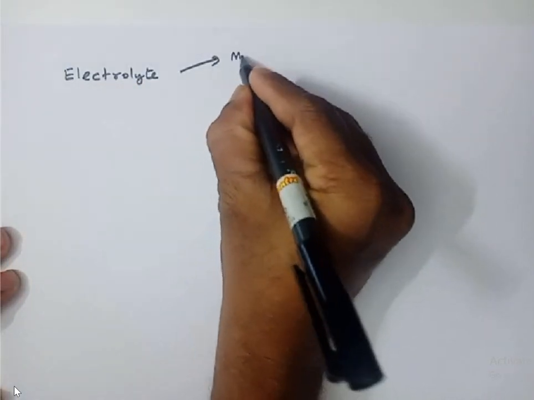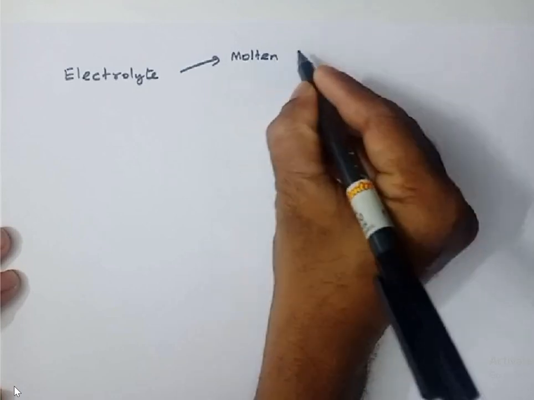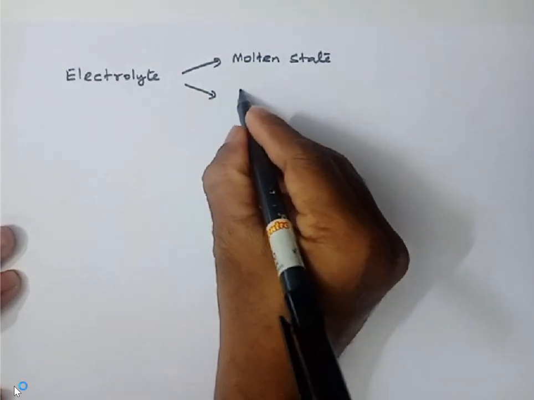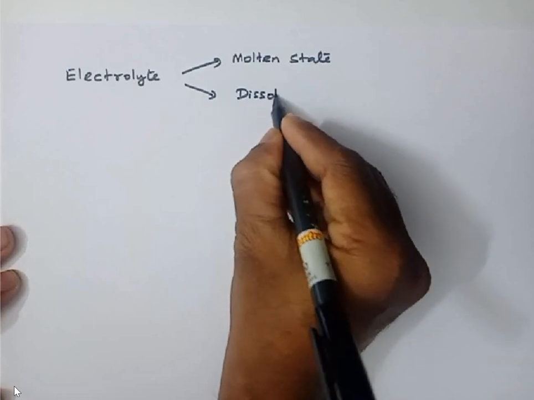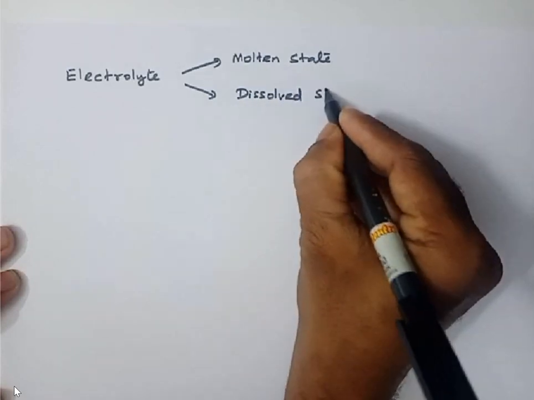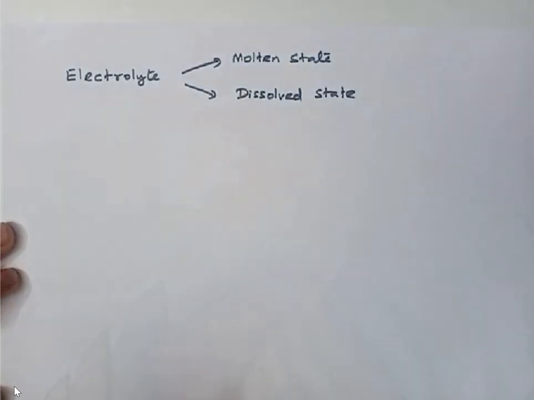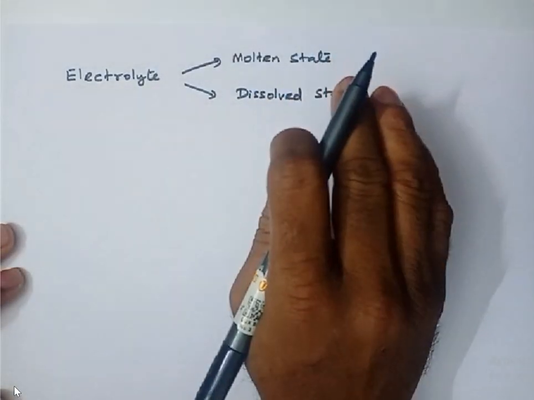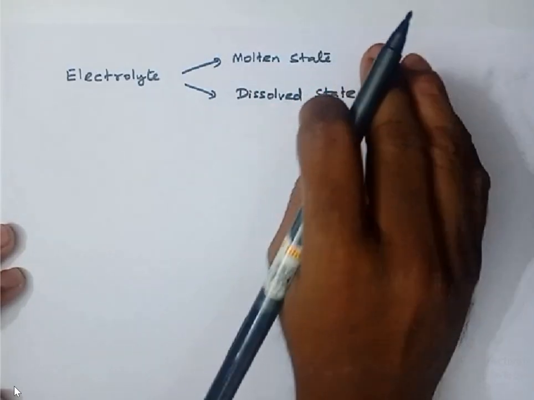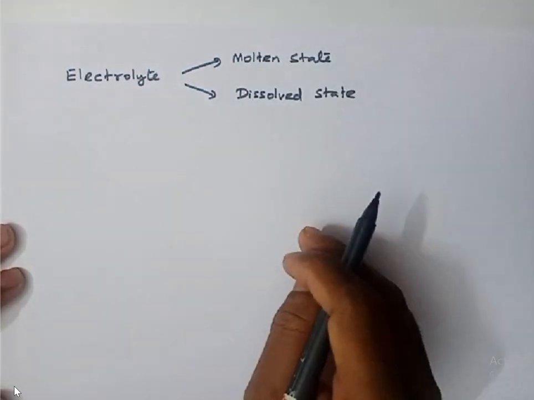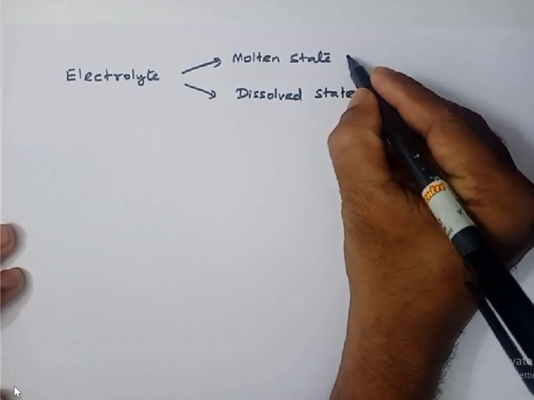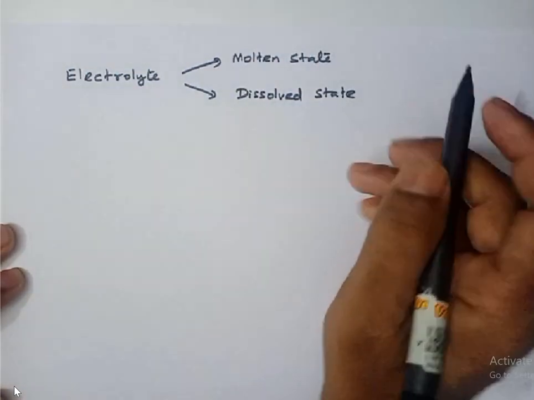in molten state or you can take the electrolyte in the dissolved state, right? In the molten state only the ions from the electrolyte are available for oxidation or reduction. So here you need not worry about any other ions, right?